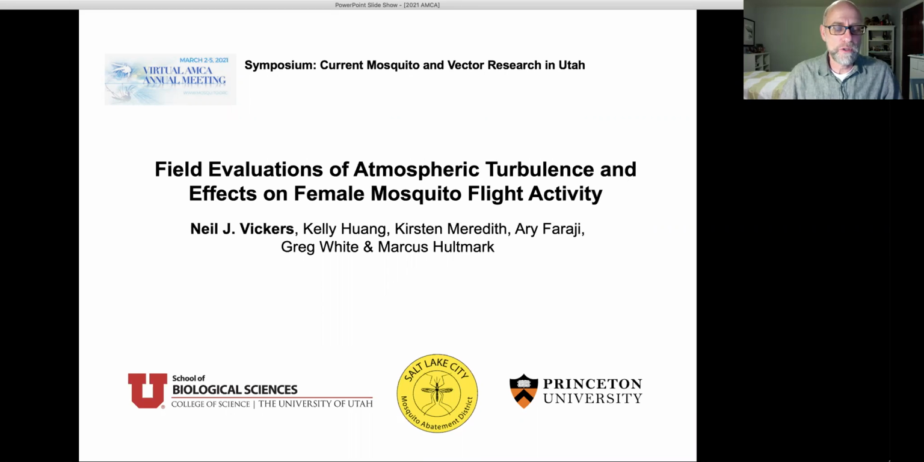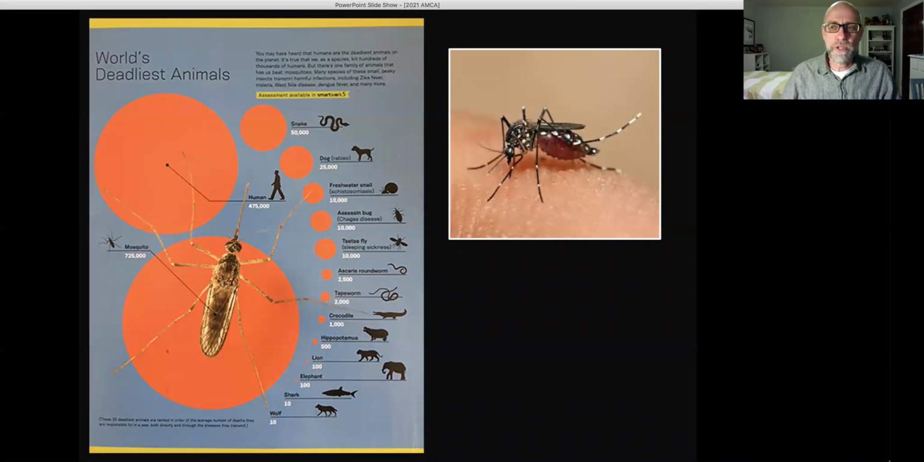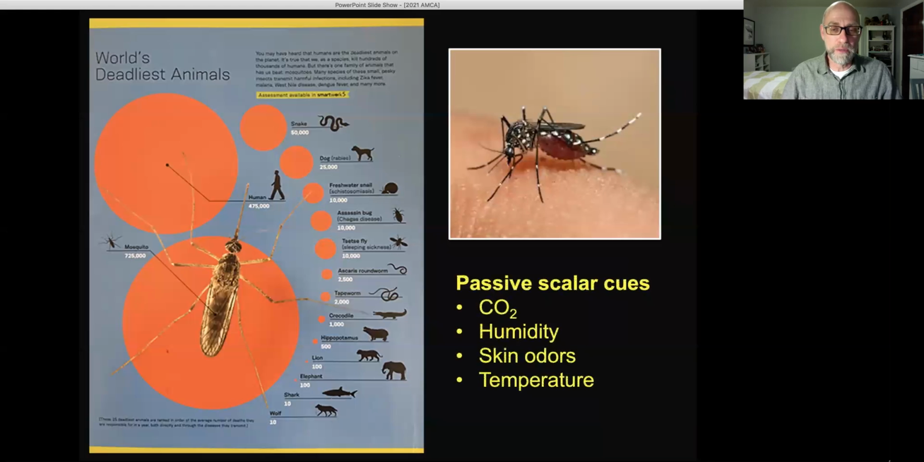I'm from the University of Utah, and today I'll be talking about field evaluations of atmospheric turbulence and effects on female mosquito flight activity. I don't need to tell today's audience that the world's deadliest animals, female mosquitoes, at least according to this particular graphic, utilize a number of sensory cues to locate potential hosts in order to acquire a blood meal. These cues include carbon dioxide, humidity, skin odors, and temperature.